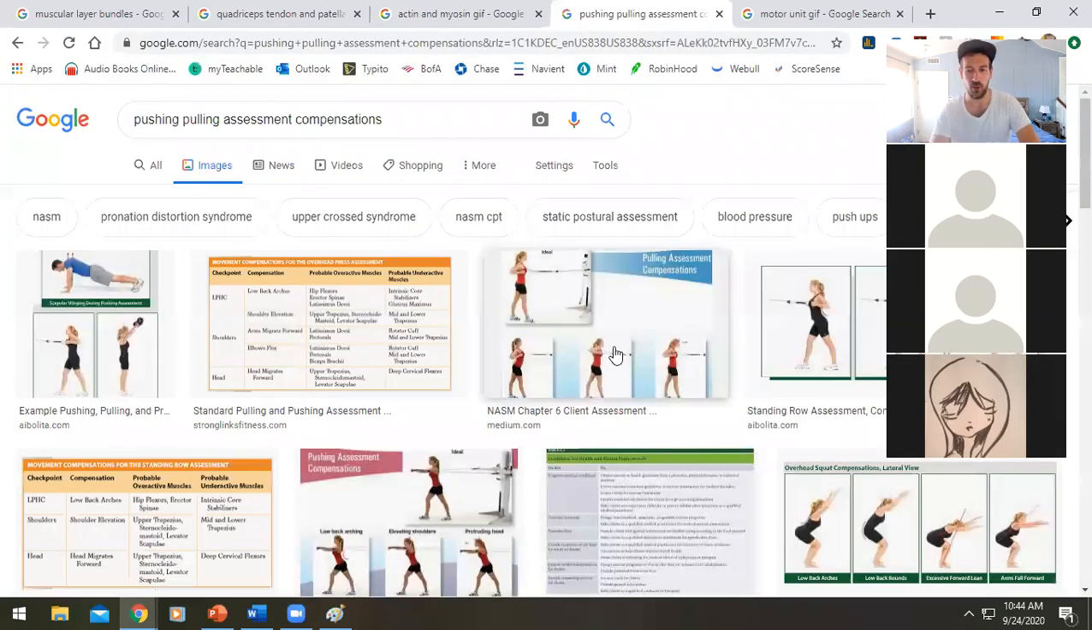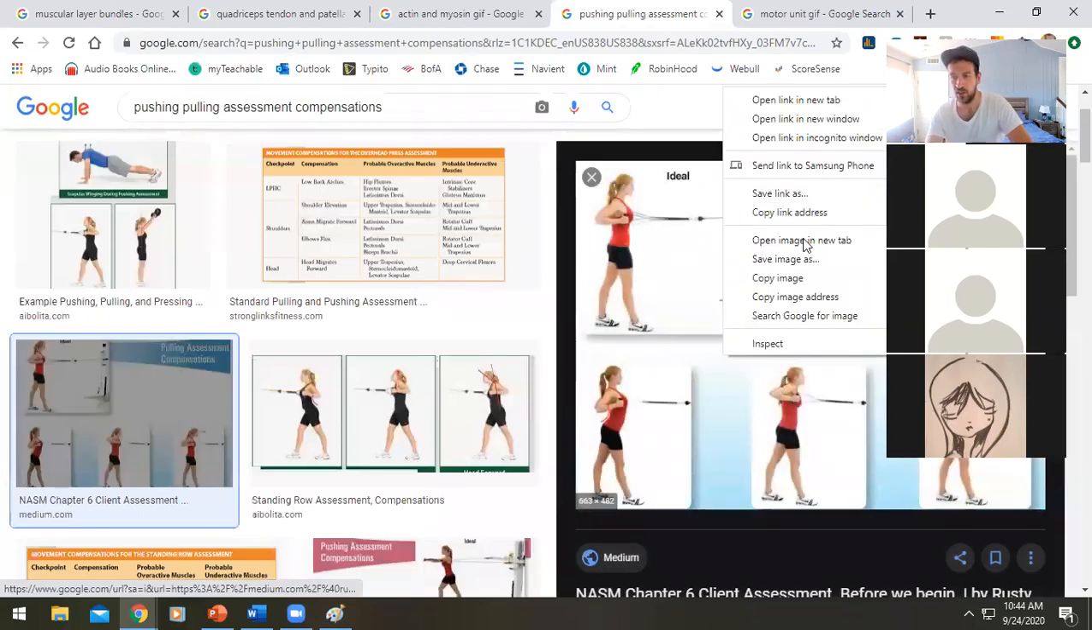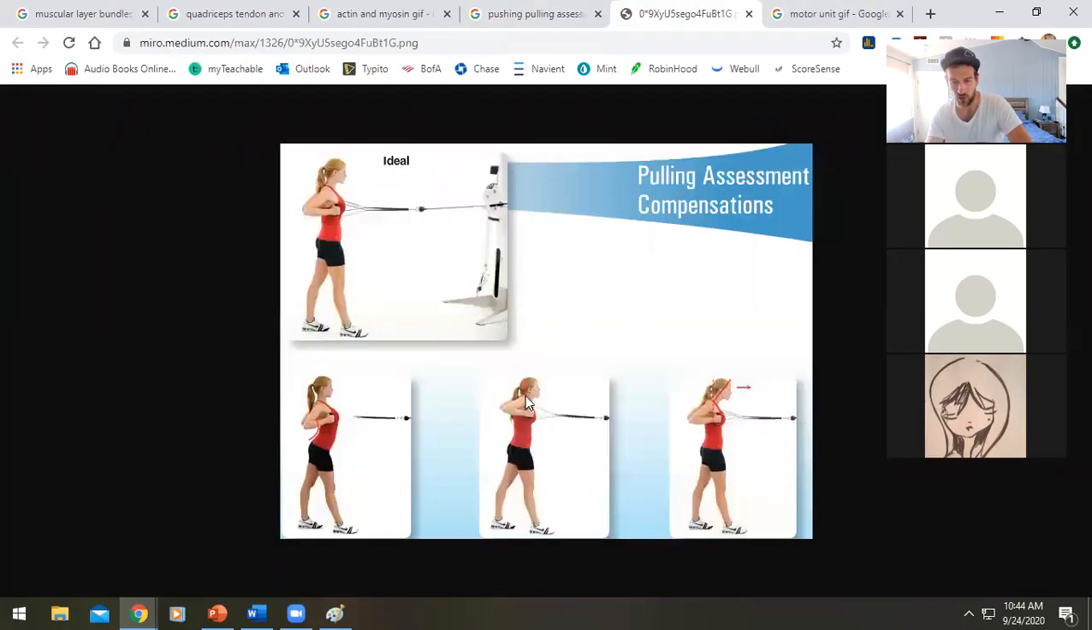If you do a push-pull assessment, see how this girl is hiking her shoulders here? I know that if she's hiking her shoulders like that during a pull, these muscles are overactive. She's supposed to be using these muscles back here, but instead she's doing this, right? That's an overactivity. So that's how we spot it. We put you through a certain type of stress.